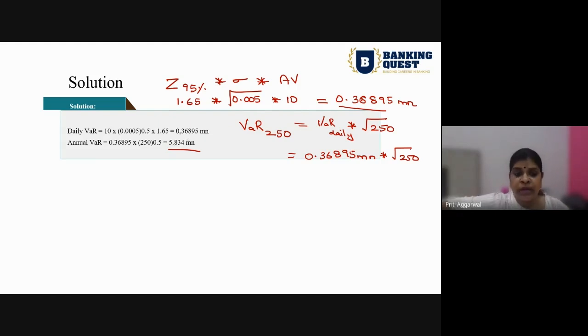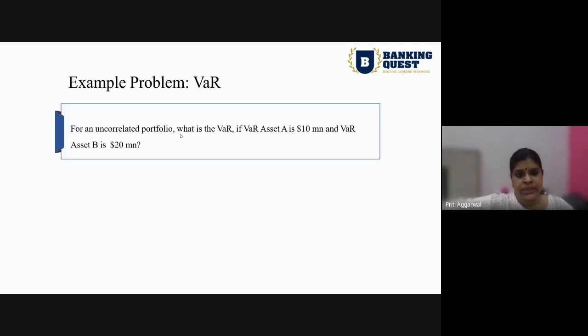That means with 95% confidence, you can say that the losses may exceed 5.834 million in a year, given on a daily basis, right?